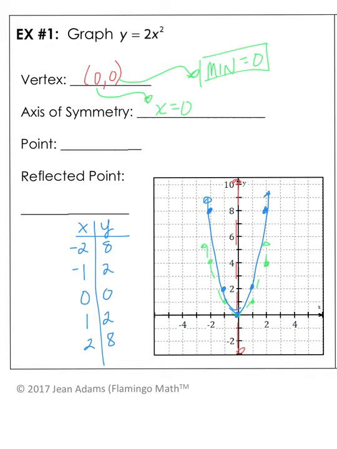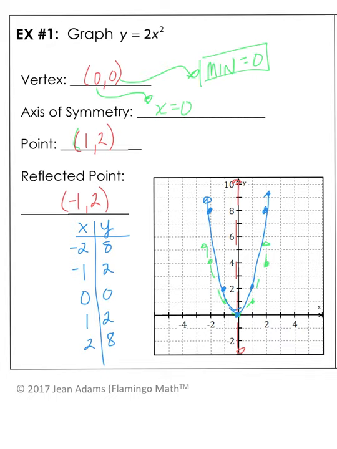Then for the point and the reflected point, you can choose any point you want to and its reflected point. So you could choose this point as your point, and that would be the reflected point, or vice versa. You could choose this as your point, and that would be the reflected point. They just have to be equal distance from the axis of symmetry. So I'm going to choose the point (1, 2). And so (1, 2)'s reflected point is (-1, 2).